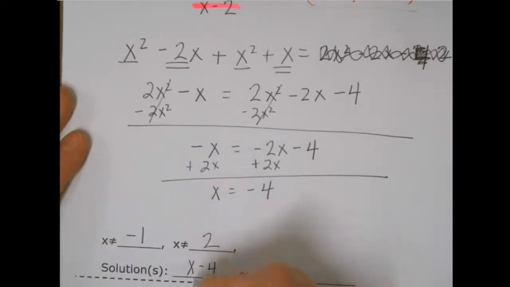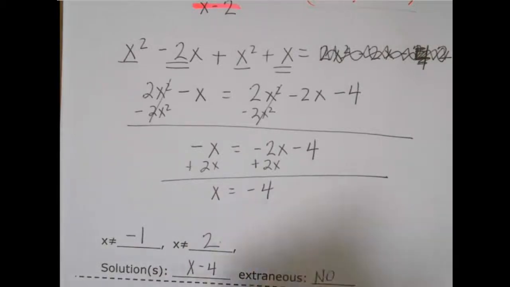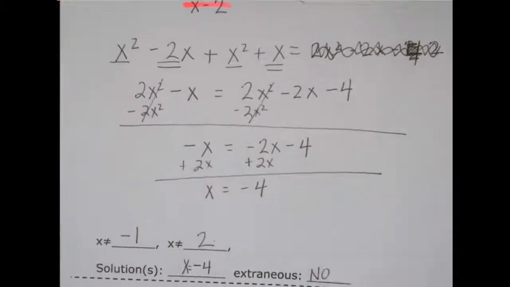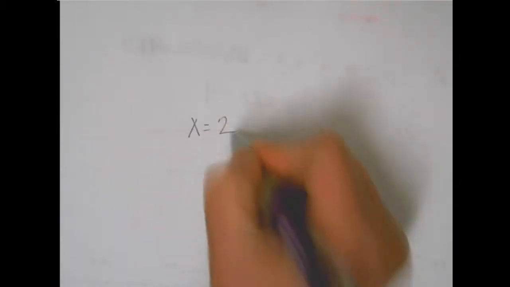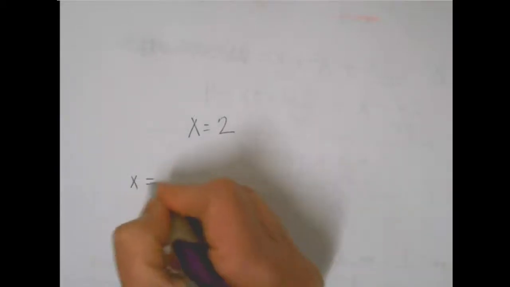Does this contradict anything there? This does not contradict what x cannot be equal to, so there are no extraneous answers. Now, just to help you understand what I mean, suppose I had a different problem, and suppose that I solved it all out and I came out with that as my answer.